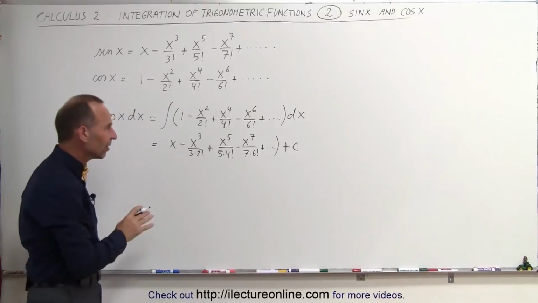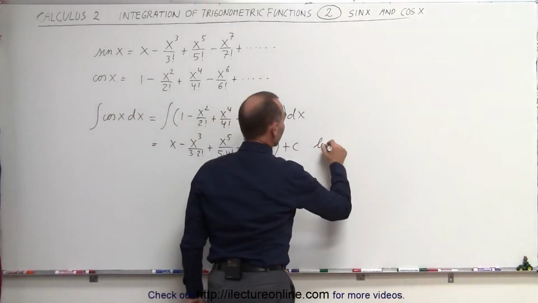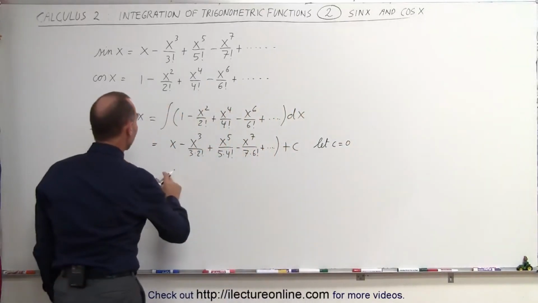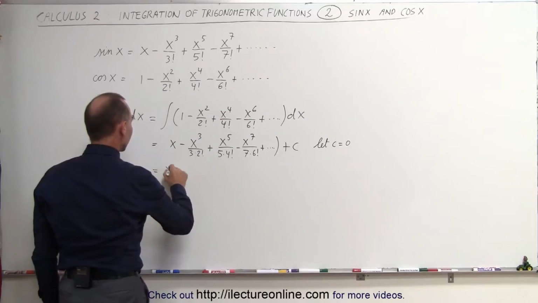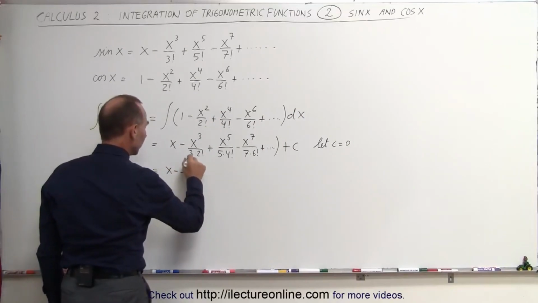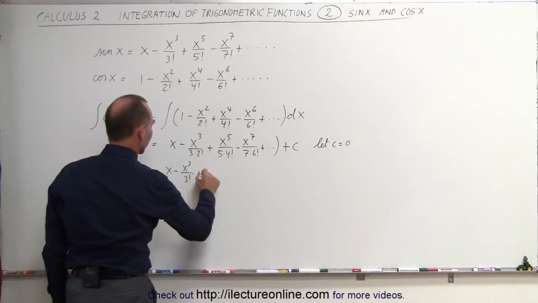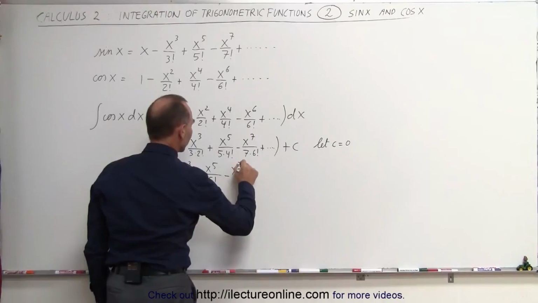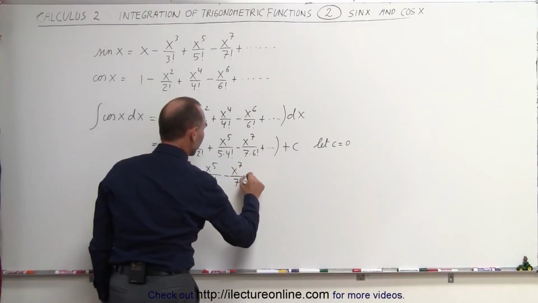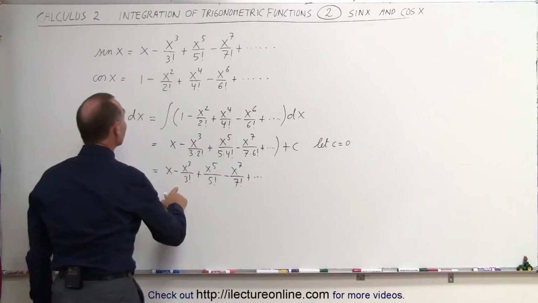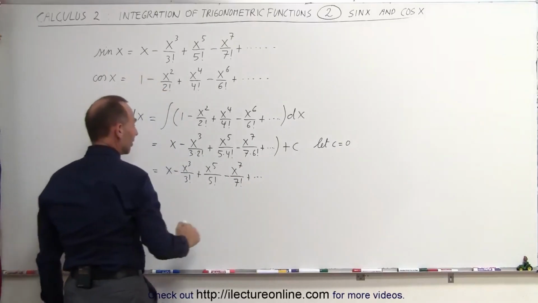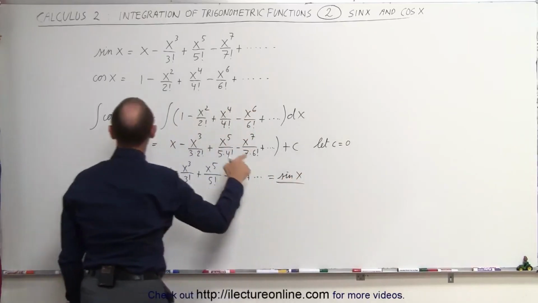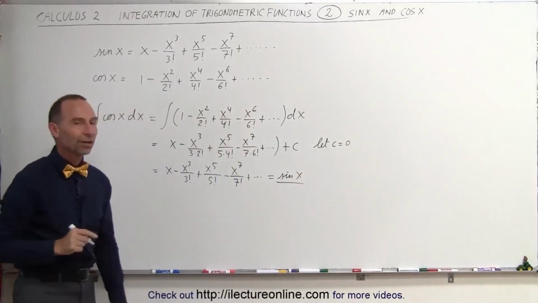Now, in this case, if we let c equal to 0, and we're perfectly fine to do that, then we can say this is equal to x minus x cubed over 3 factorial, plus x to the 5th over 5 factorial, minus x to the 7th over 7 factorial, and so forth. And if you look at this, come back over here, that looks exactly like the sine of x, so this is therefore equal to the sine of x. The sine of x is the integral of the cosine of x.